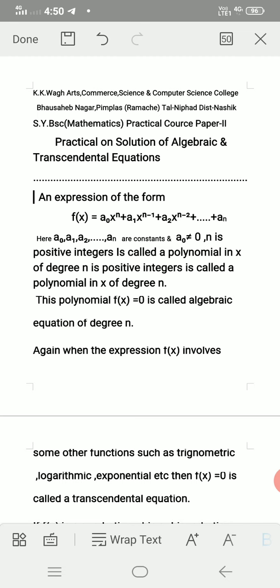Myself Professor Ganak Dhanashree. Today we will discuss solution of algebraic and transcendental equation and bisection method.